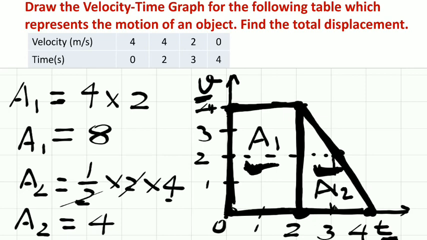Alright. So we have the value of A1 as 8 and the value of A2 as 4. Now we need to calculate the sum of these areas. The sum of these areas which are under the velocity time graph will be equal to the displacement. Alright. The area under the velocity time graph is equal to the displacement of the object. So let's sum them up to calculate the displacement.